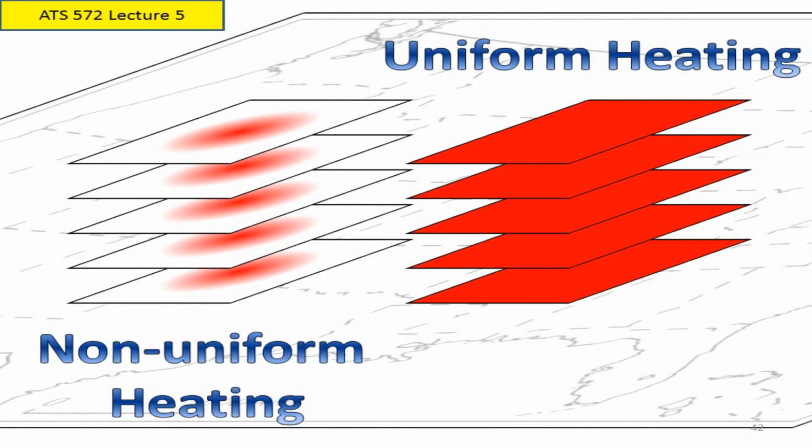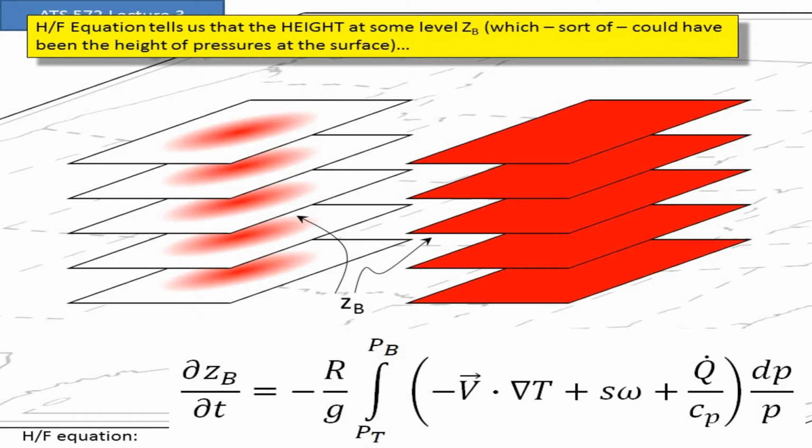And we walked through this in quite a bit of detail in the lectures there. If we were trying to think about this in the context of Hirschberg-Fritsch, well, Hirschberg-Fritsch tells us that the height of some level, which I'll call my height ZB, the bottom, and I've got it labeled there with some arrows there, which could have been the height of, whatever, the pressure at the surface. Let's not worry about that notation there.